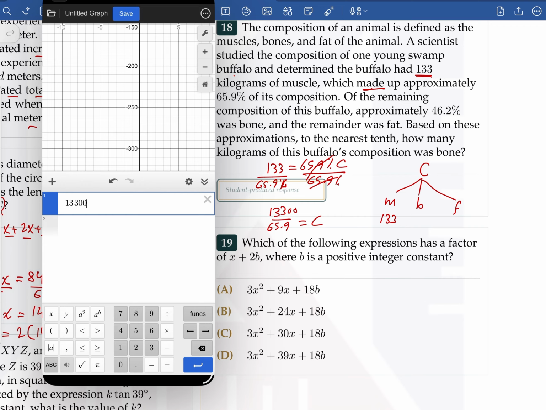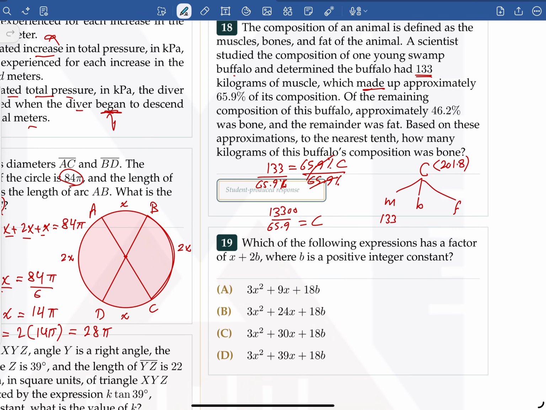13300 divided by 65.9, and we have about 201.8. So this C is 201.8, the composition. 133 out of them is the muscle. And the question says that of the remaining, what is the remaining is you subtract this minus this. This is the remaining composition of the buffalo, approximately 46.2% of the remaining.